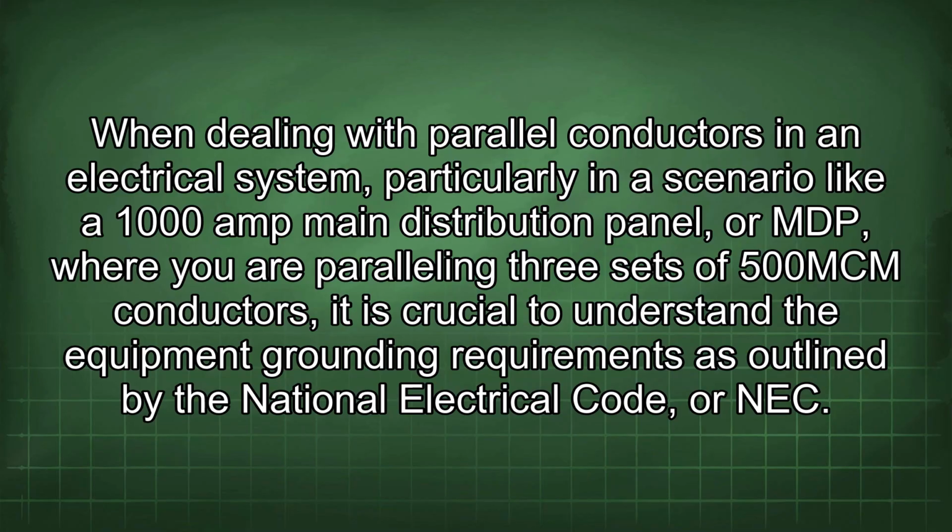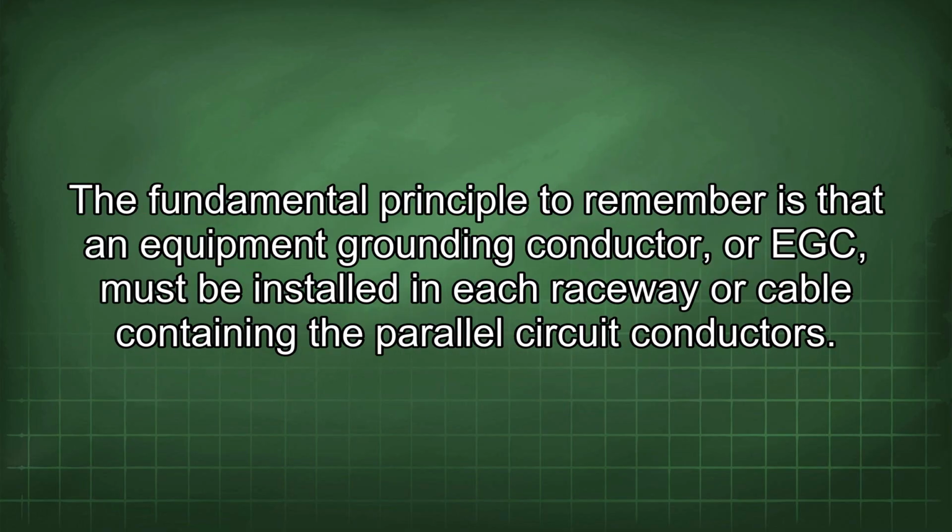When dealing with parallel conductors in an electrical system, particularly in a scenario like a 1000 amp main distribution panel, or MDP, where you are paralleling three sets of 500 mcm conductors, it is crucial to understand the equipment grounding requirements as outlined by the National Electrical Code, or NEC. The fundamental principle to remember is that an equipment grounding conductor, or EGC, must be installed in each raceway or cable containing the parallel circuit conductors.